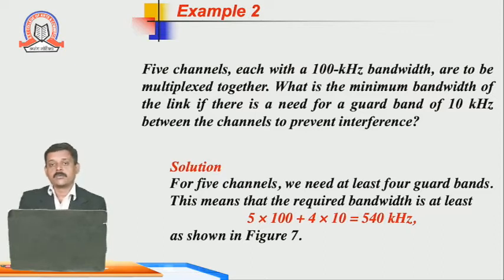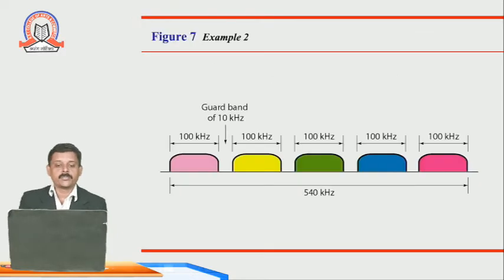Now here, in the first example, the guard band is absent. In this example, we have a guard band with a 10 kilohertz capacity. So what will be the solution? As you can see, for 5 channels we need at least 4 guard bands. It will be a gap between the particular frequencies. As you can see in the diagram, we have 5 channels with a frequency of 100 kilohertz, and we have a gap between 2 frequencies, that is 10 kilohertz.